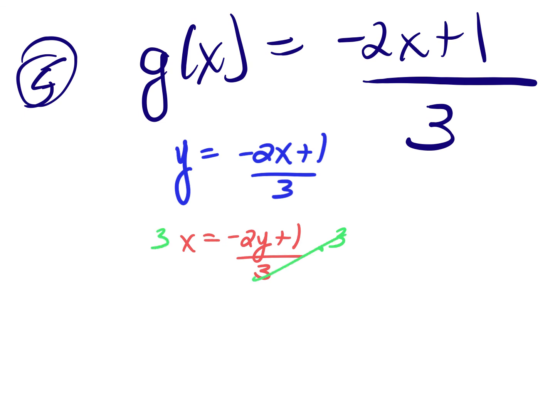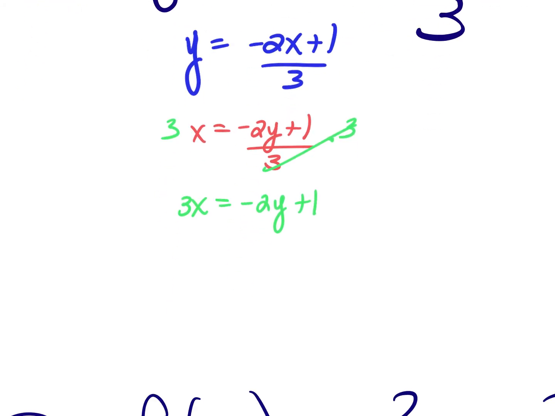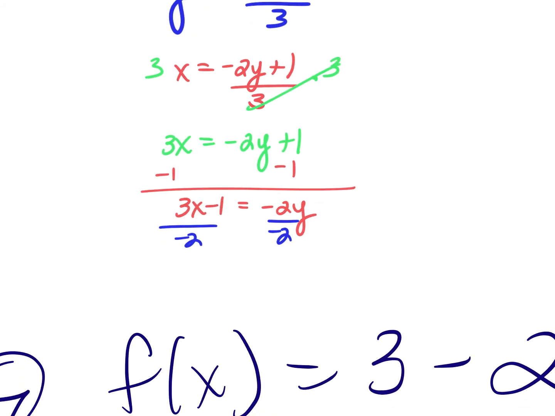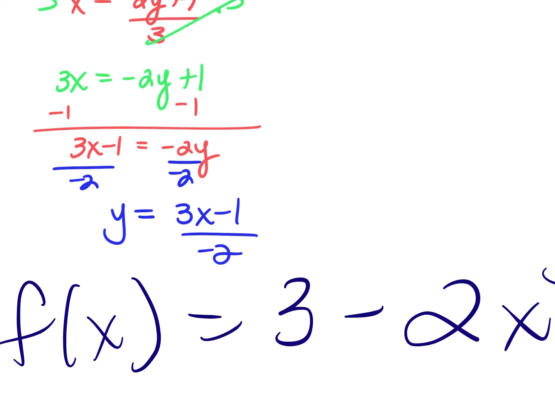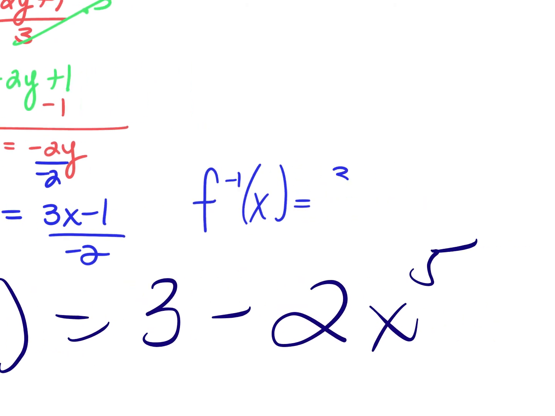Multiply both sides by 3. Great. So 3x equals negative 2y plus 1. Now what? Subtract 1 from both sides. So 3x minus 1 equals negative 2y. And then what? Perfect. Divide by negative 2. So you have y equals 3x minus 1 divided by negative 2, right? Is that my final? No. What do I need to change y to? f inverse of x equals 3x minus 1 divided by negative 2.